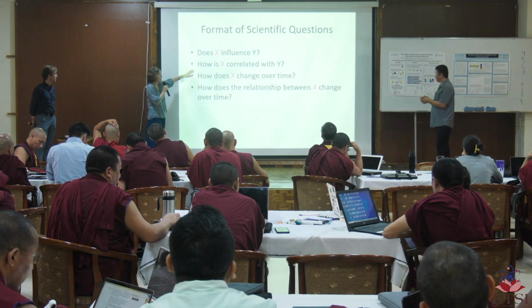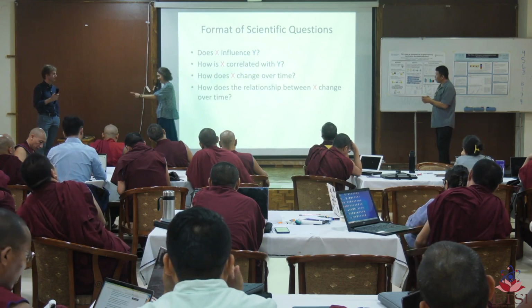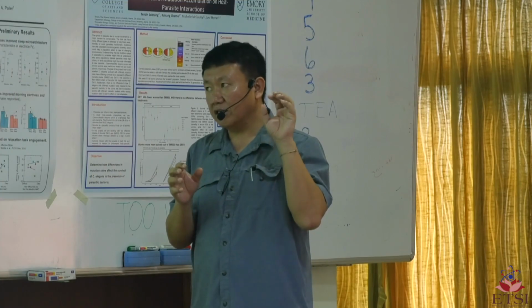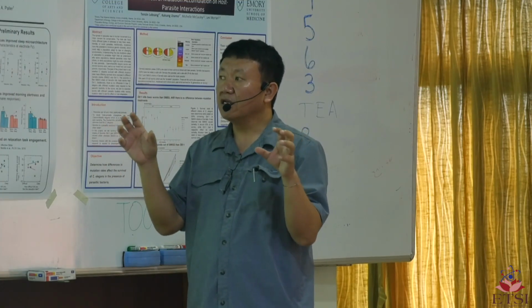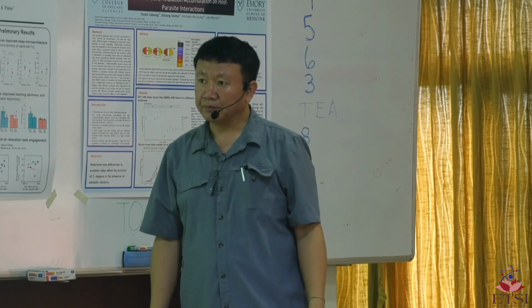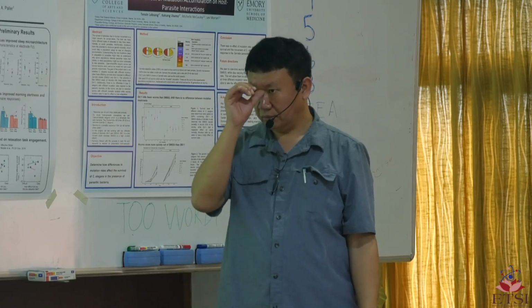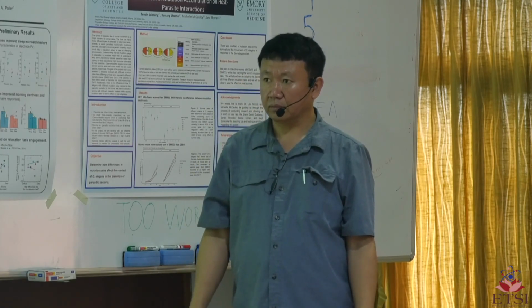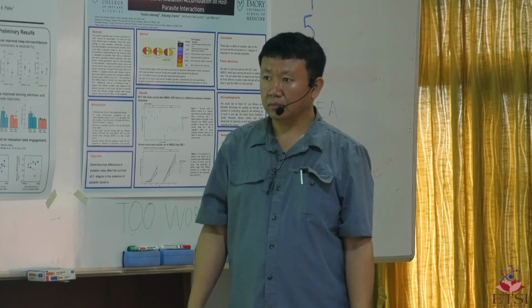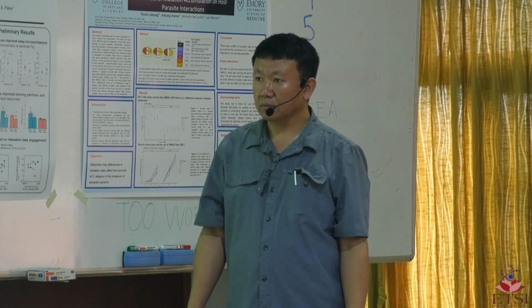So another form of the question is how is X correlated with Y? I think a good example of this would be Group 7, who had a project in which they started out quite ambitious with three different groups, but for feasibility purposes, they were only able to look at one group.